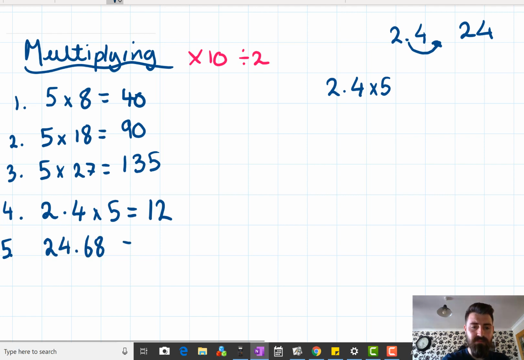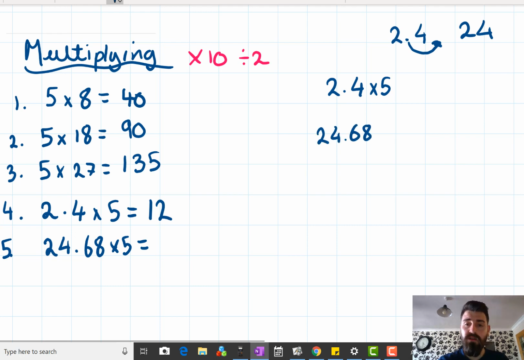24.68. A much harder decimal there. You've got 2 digits at the front of the number. Oh, forgot to write times 5. You've got 2 digits at the front of the number, and you've got 2 digits afterwards. How complicated can this be? Well, let's try it.